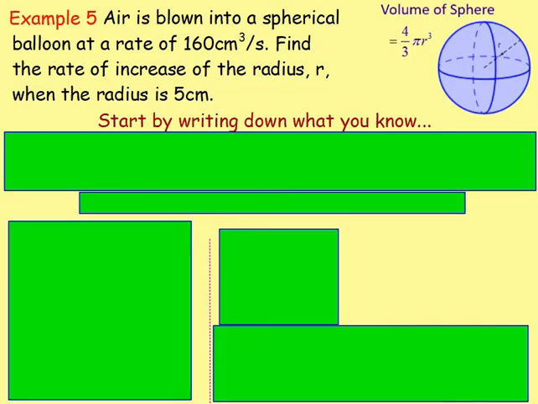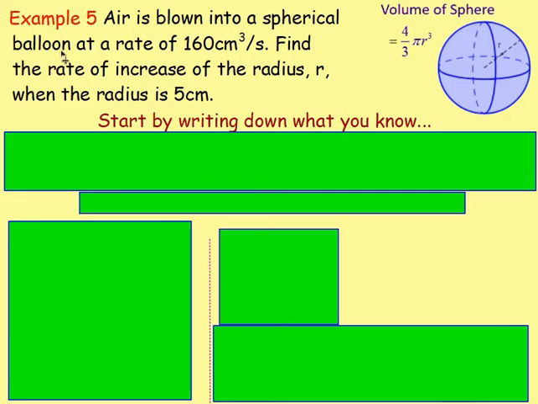Example 5, air is blown into a spherical balloon at a rate of 160 cubic centimeters per second. Find the rate of increase of the radius, r, when the radius is 5 centimeters. Once again, what do you do with these, Max? Good, you write down what you know. So Max, what's the first thing you know? Brilliant, you know dV by dt.